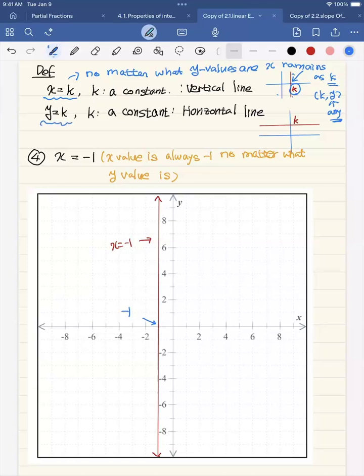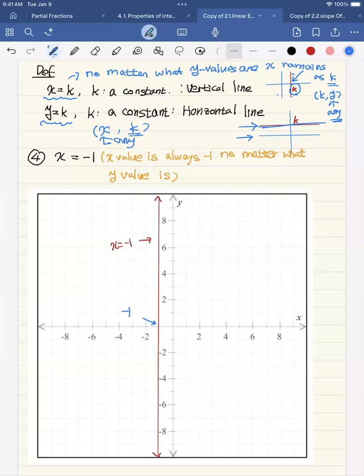When y equals k, we can do the same reasoning. No matter what x values are, y remains the same. So a general coordinate on this straight line will be x can be any number, and y is always k. So that results in this horizontal straight line that is parallel to the x-axis because y value doesn't change.